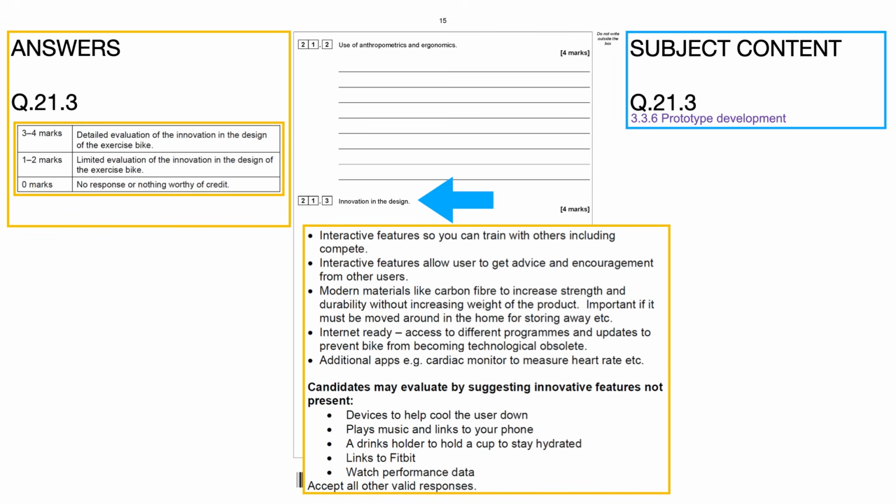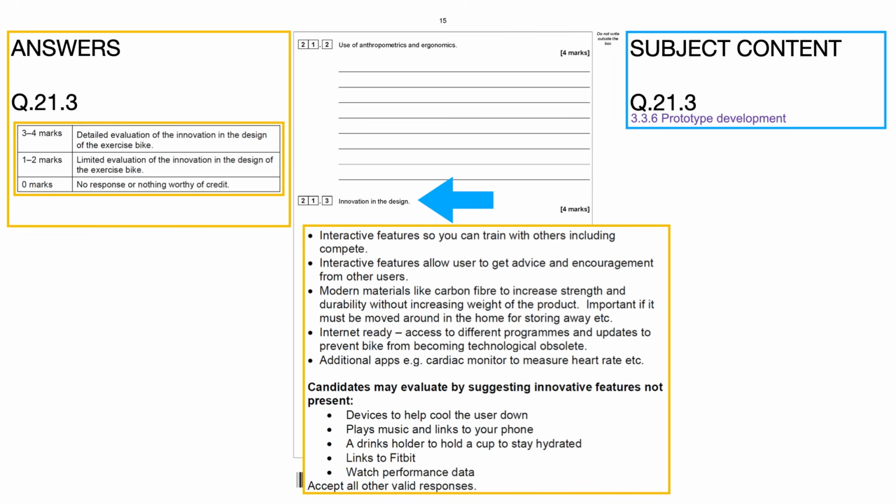Now this exercise bike is internet ready. This means you can access different programs and updates to prevent the bike from becoming technologically obsolete. And it has additional apps, for example, a cardiac monitor to measure heart rate, etc. Candidates may evaluate by suggesting innovative features that are not necessarily present in that picture.